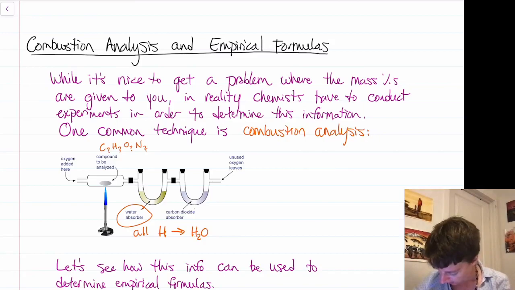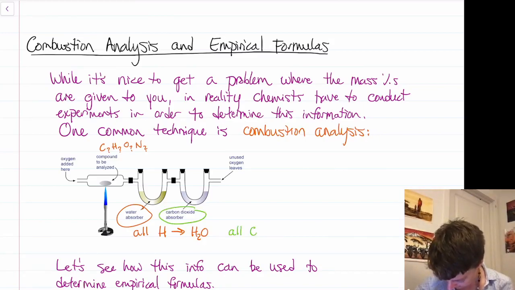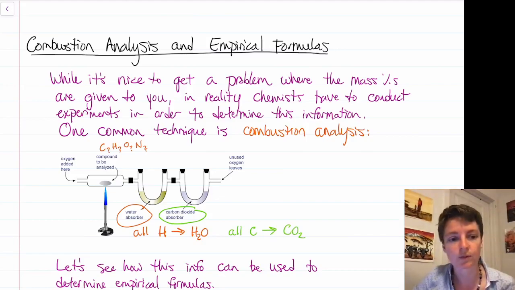Similarly, part of the reaction is that all carbon is captured and reacted to form carbon dioxide. So once again, we have a way of trapping all of the carbon that's present, storing it in the form of CO2, and later, once we extract out how much carbon dioxide formed through the combustion reaction, that helps us determine how much carbon must have been originally present in the sample.